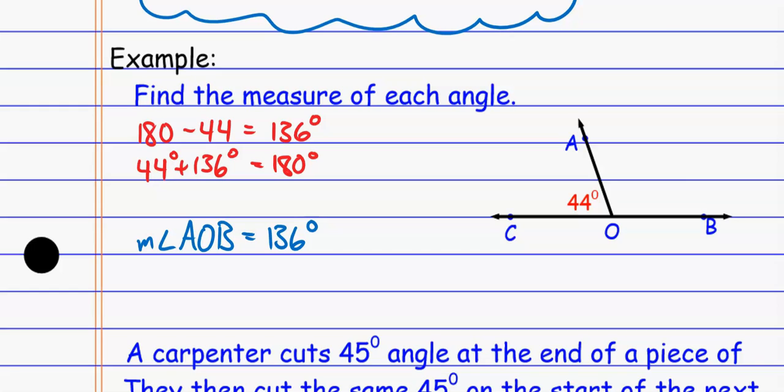I'm just looking at this and saying, hey, this is a linear pair. This is a line with a ray coming off of it. So I have two adjacent supplementary angles. All I really need to understand is that they're supplementary in this scenario, okay? So I find the supplement.